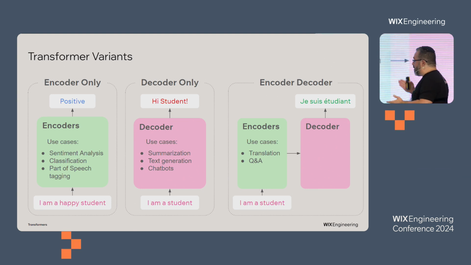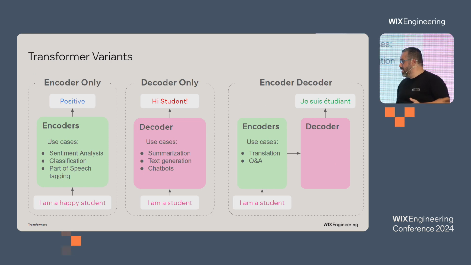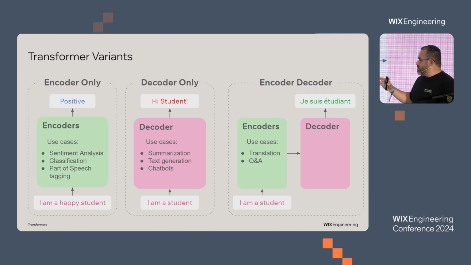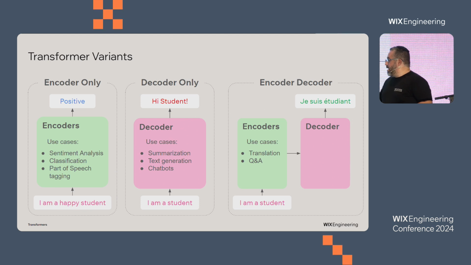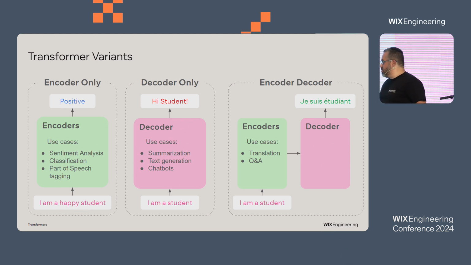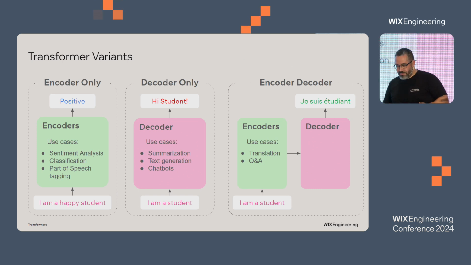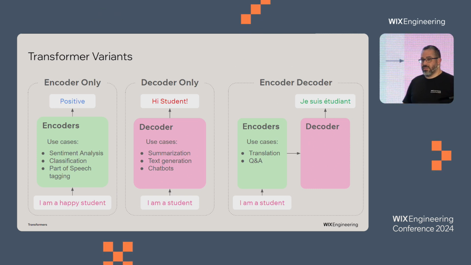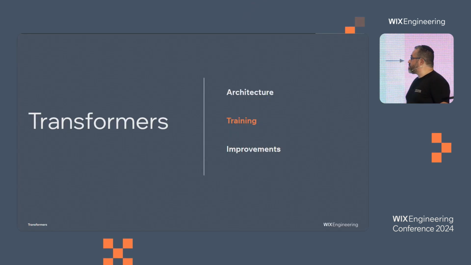Another variant of the architecture is decoder-only. This variant is what GPT is built around. The use cases for a decoder-only architecture would be chatbots or text generation. And so that's another common variant of transformers.